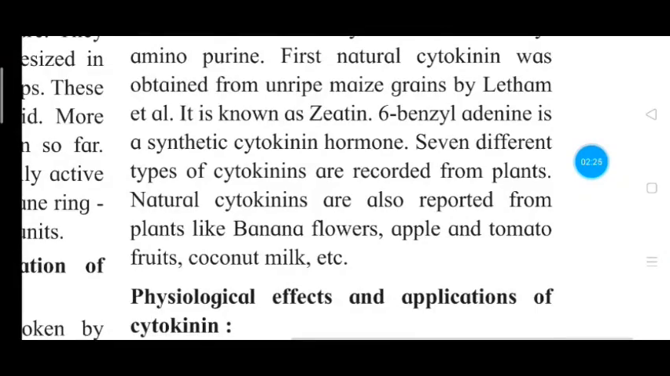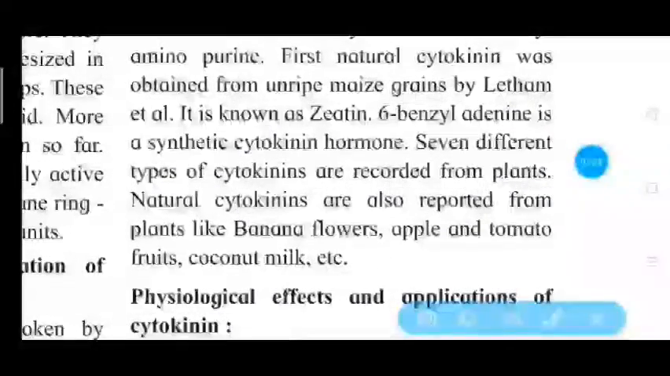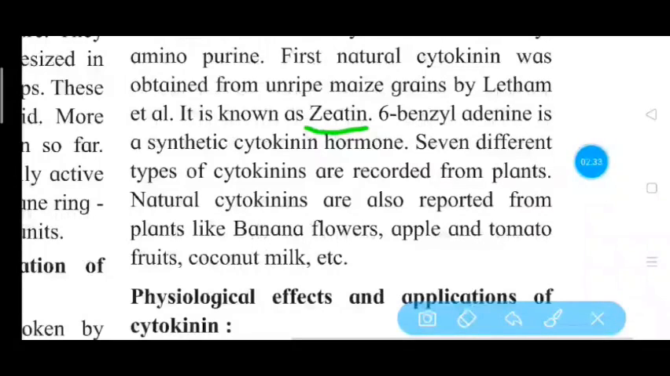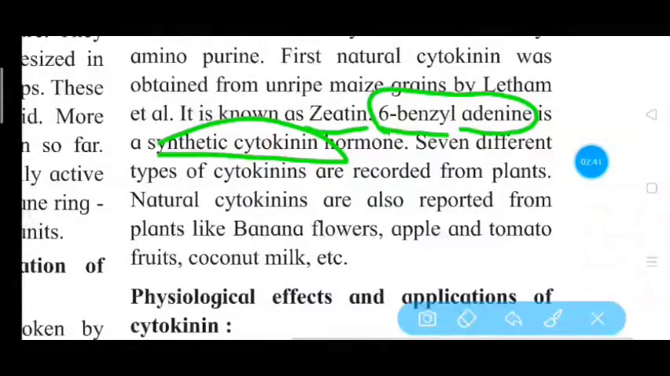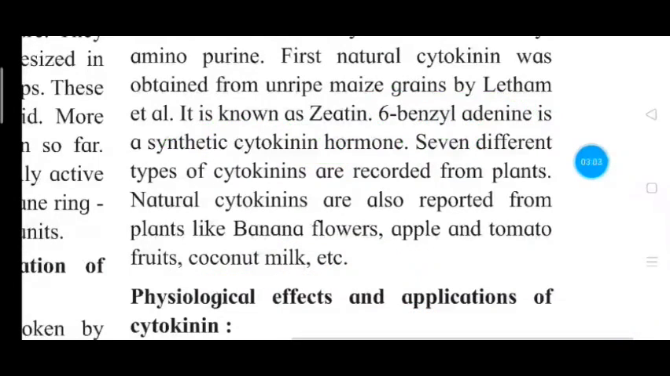At that time this cytokinin was named zeatin. The synthetic cytokinin is 6-benzyl adenine. Seven different types of cytokinins are present in plants. Natural cytokinins are also reported from plants like banana flower, apple, tomato, and coconut milk.